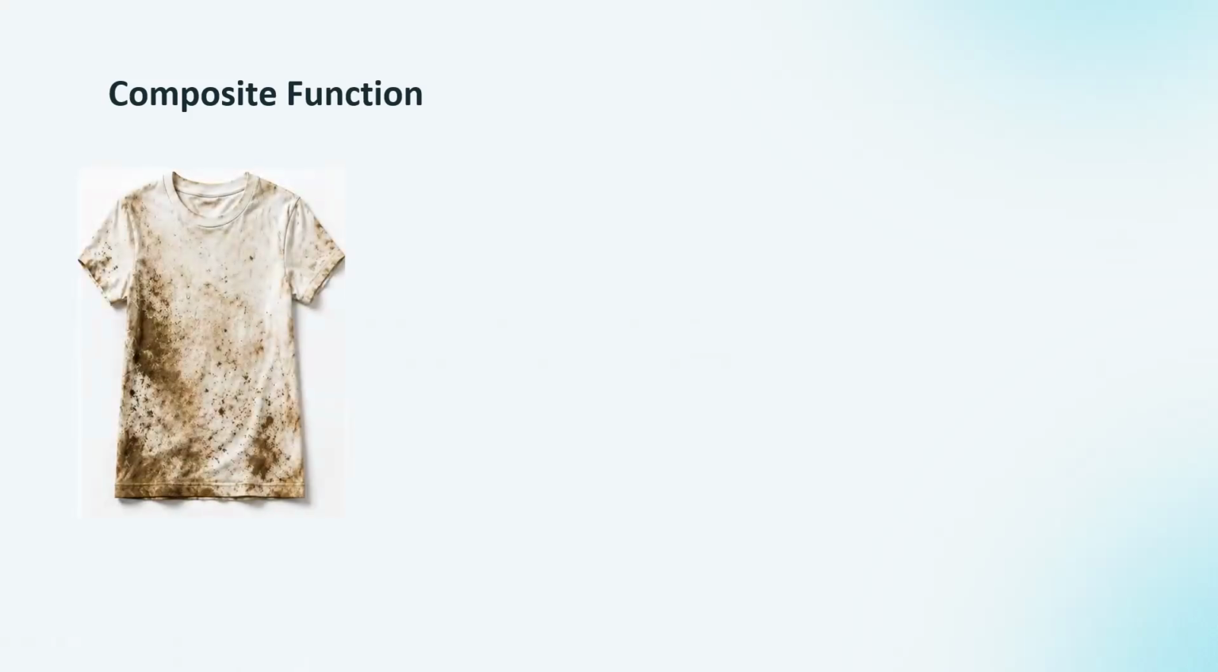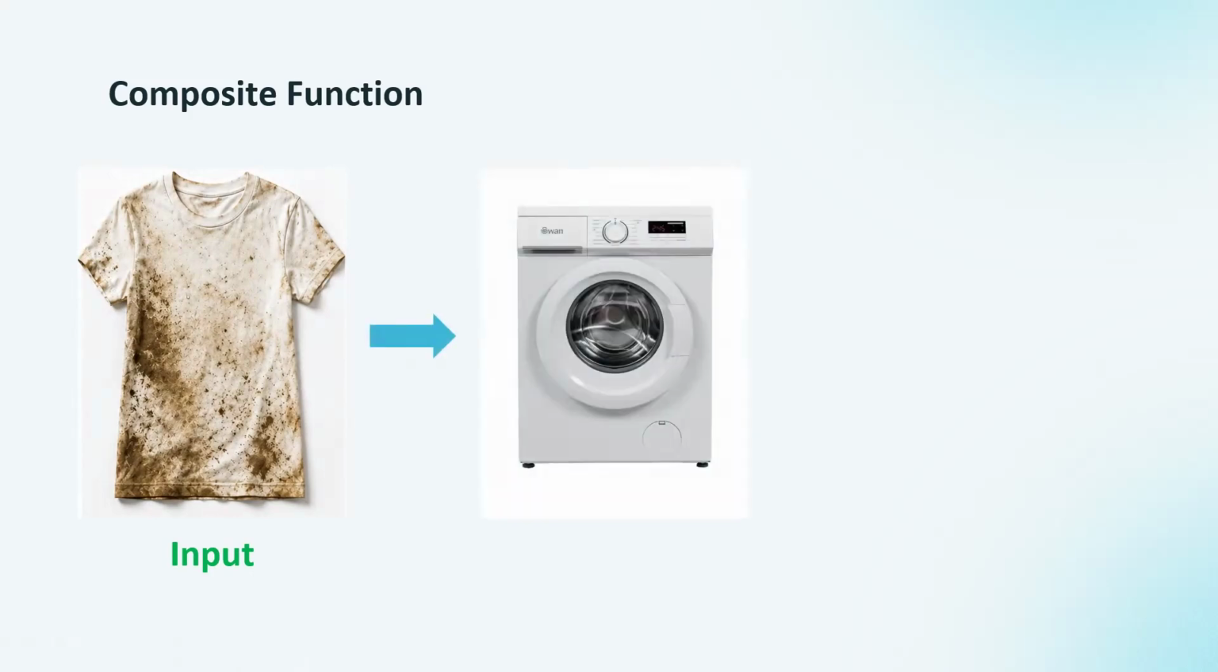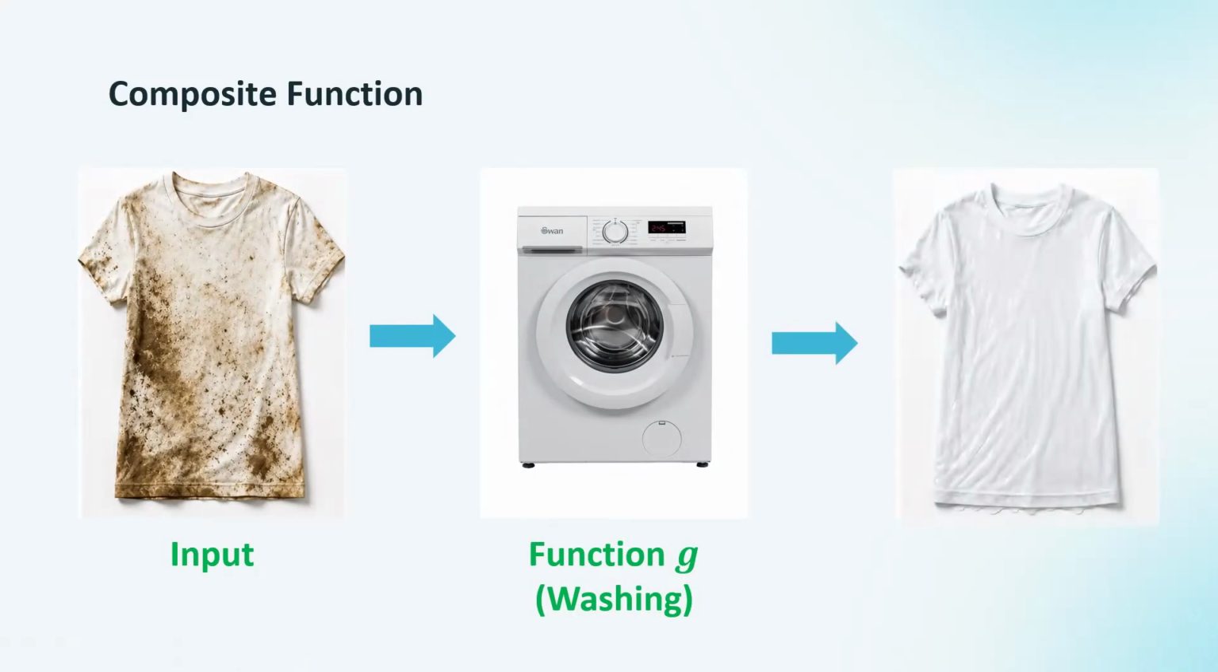Right, before we go into the technical details of composite functions, let's try to see a simple example. Let's say that I have a dirty t-shirt and this is going to be our input. Now, let's say that we want to use a washing machine to wash it. So the washing machine is going to be our function. Let's say that this is a function g, which is used for washing. After this, we know that we will get an output, which is a wet t-shirt.